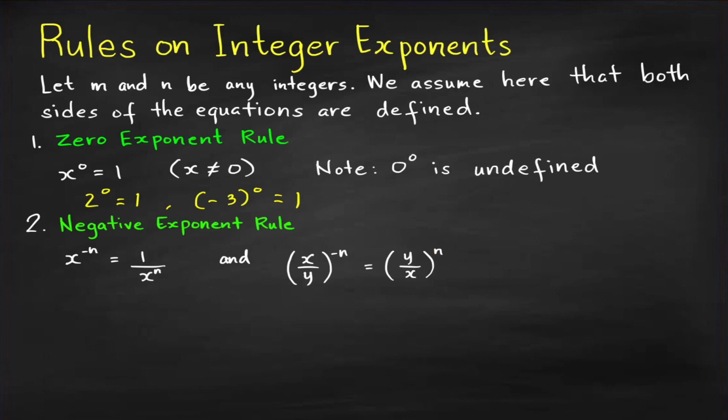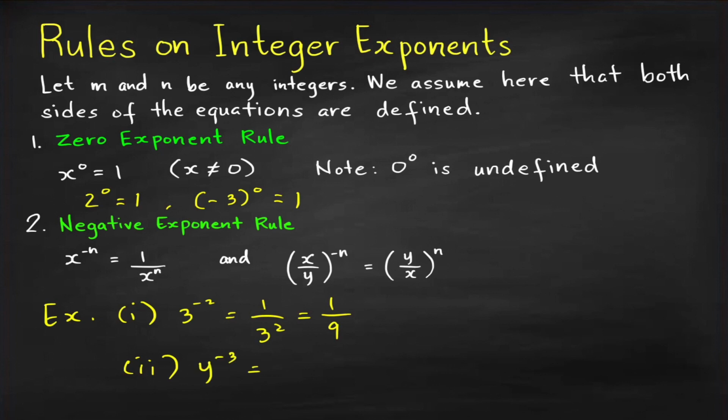So for example, let's say you have 3 raised to negative 2. This is equal to 1 over 3 squared, which is equal to 1 over 9. Second, let's say you have y raised to negative 3, then this is equal to 1 over y cubed.